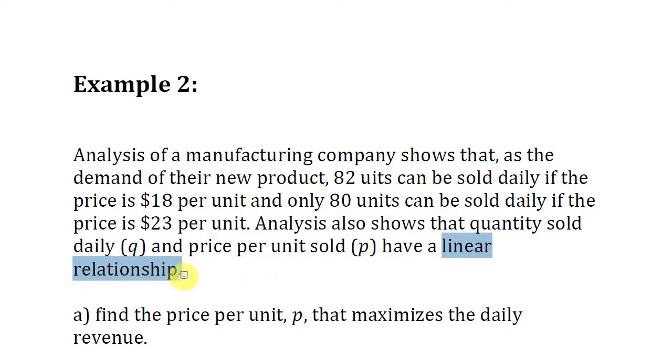This information here is important, so let me go ahead and highlight that. Right here at the end of the information description, we know that we're looking at the demand. We are provided with a demand, as the demand of their new product. So this relationship here is our demand. Our first question in this example is: find the price per unit P that maximizes the daily revenue.